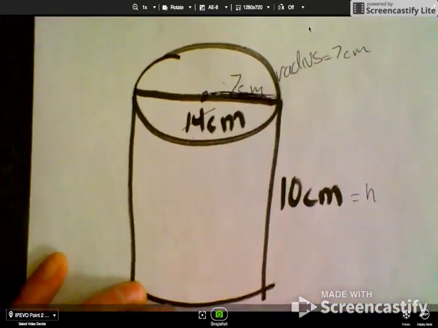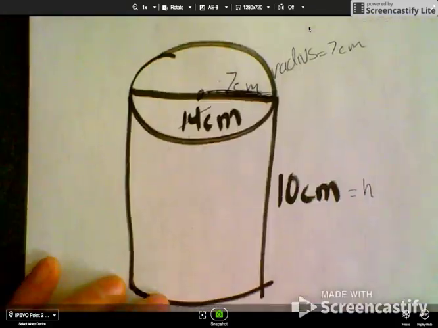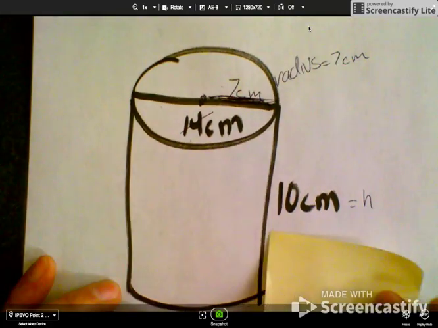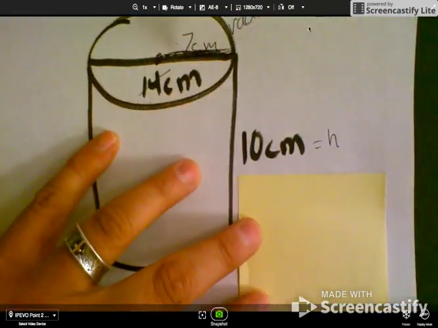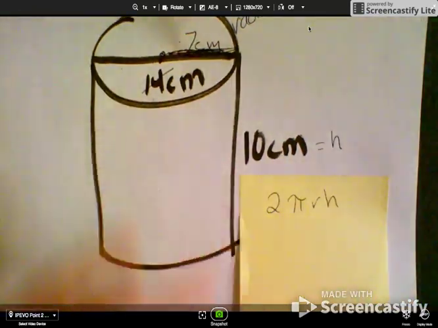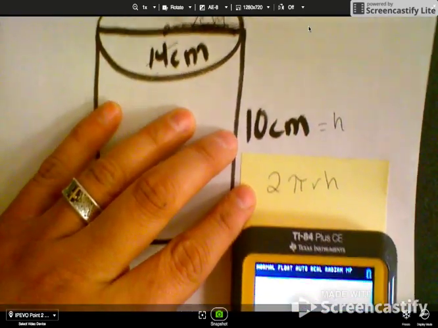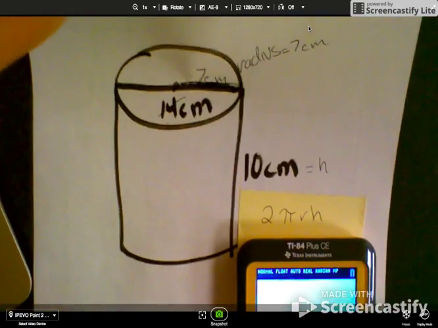So now I go to my formula chart. I want to find the lateral surface area. And I'm going to use this little bitty sticky note to write down the formula. The formula says 2 pi r h. So all I do is I plug in that information into my calculator. And I'm going to zoom out real quick.